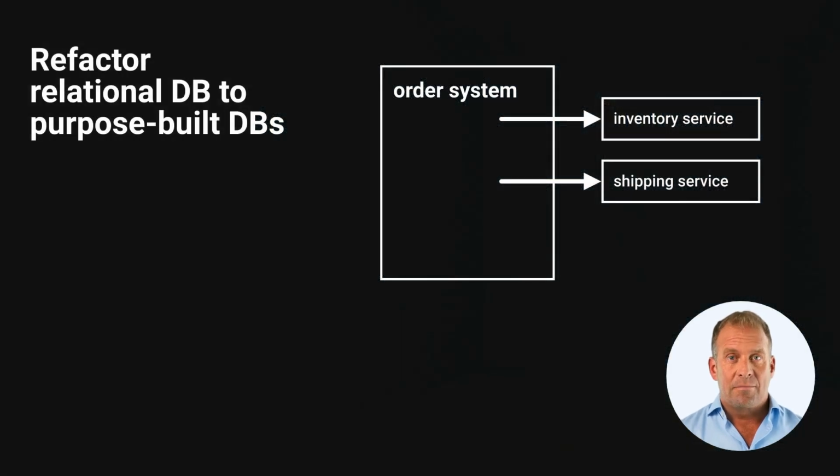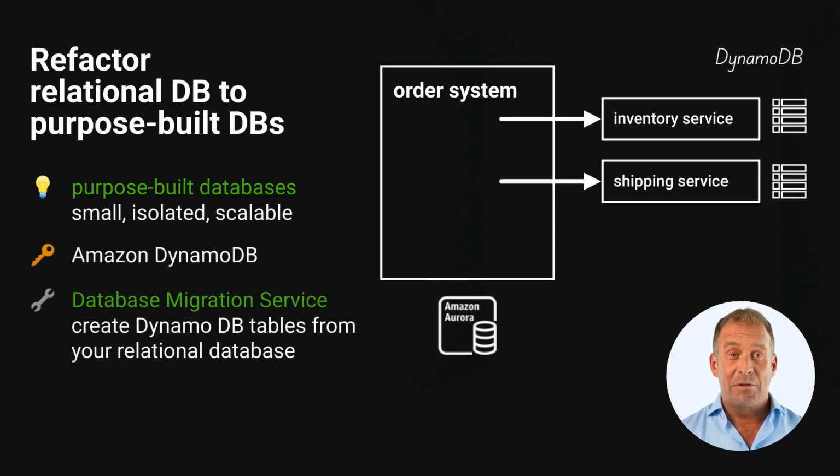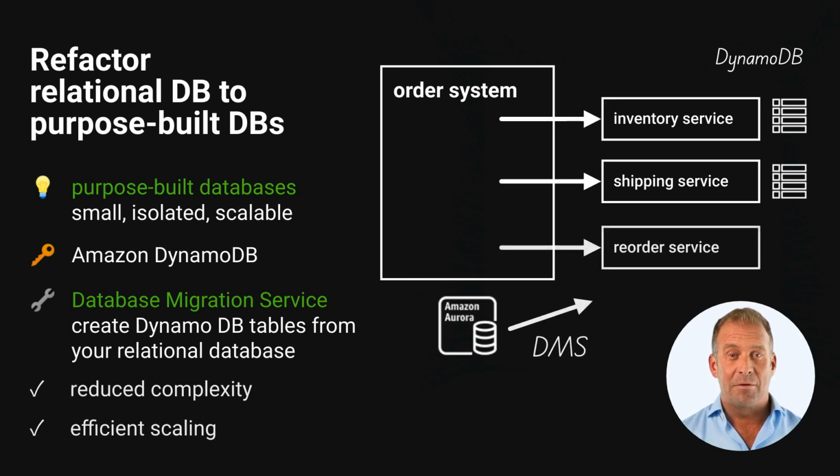But we're not done yet. Refactoring your app code from monolith to microservices is only half the job. You're also refactoring your database, creating purpose-built databases for each microservice. A great database to use for your microservices is DynamoDB. You can use the DMS tool to create Dynamo tables from your relational database, which will save you work.